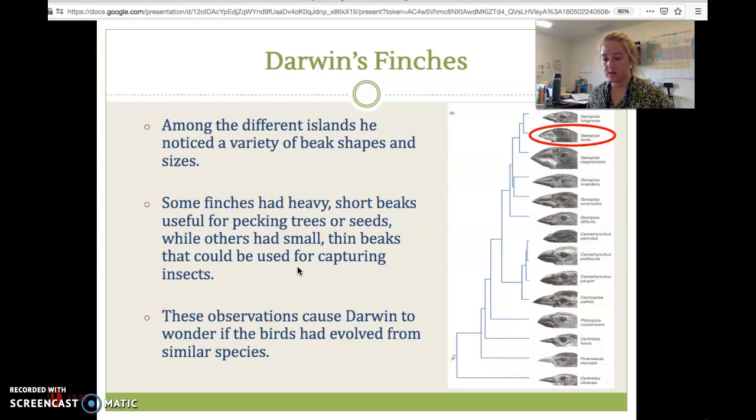So Darwin saw these observations, wrote them down, saw them more than once, and wondered if the birds had evolved from similar species. So did they have a common ancestor?